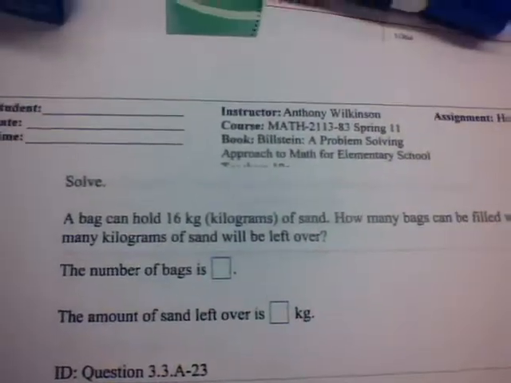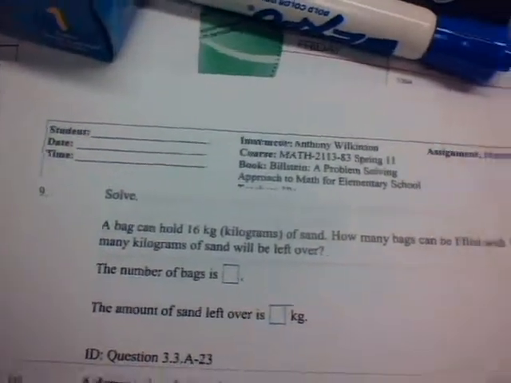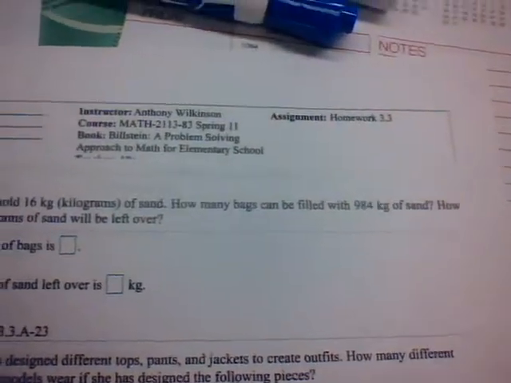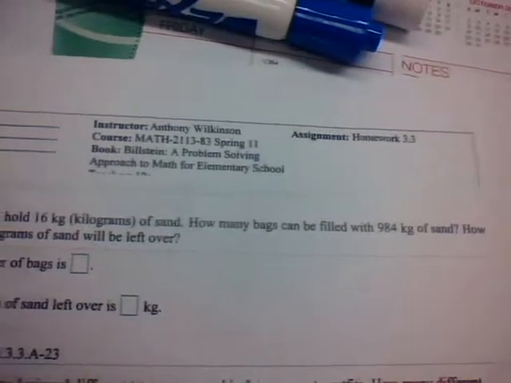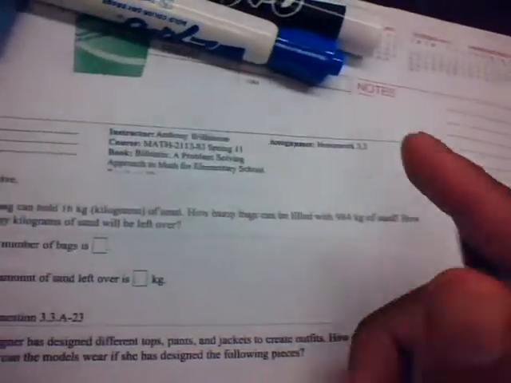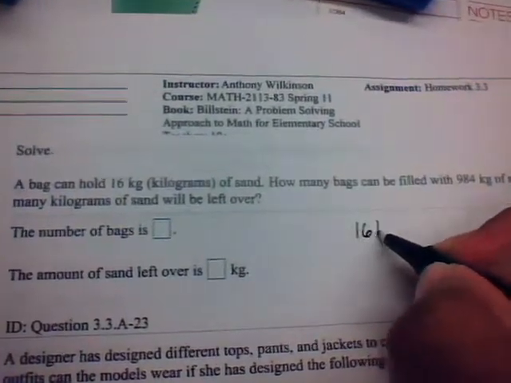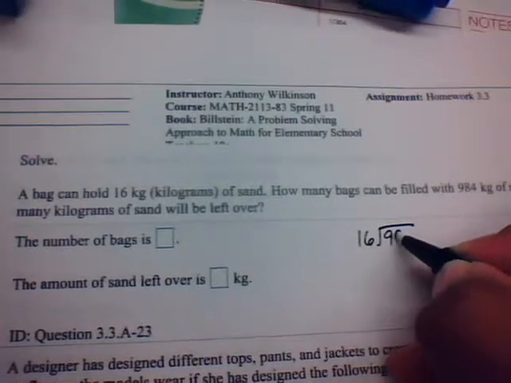All right, problem number 9. Well, we have a bag that can hold 16 kilograms of sand. How many bags can be filled with 984 kilograms of sand? How many kilograms of sand will be left over? This one will be a division problem. So we're going to divide 16 into 984.